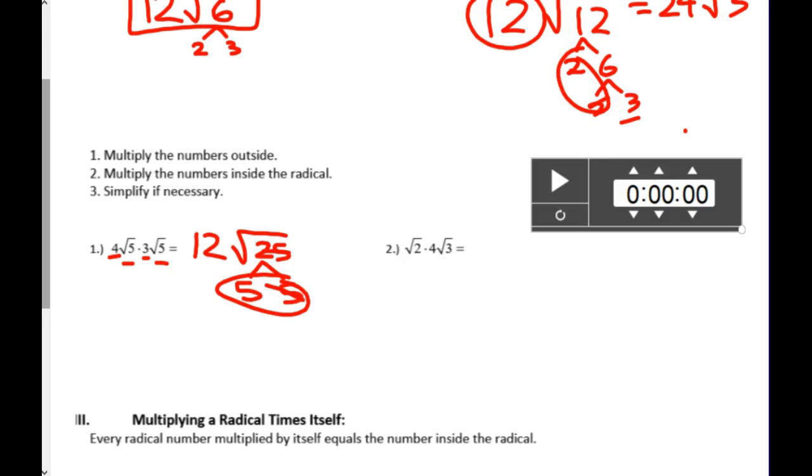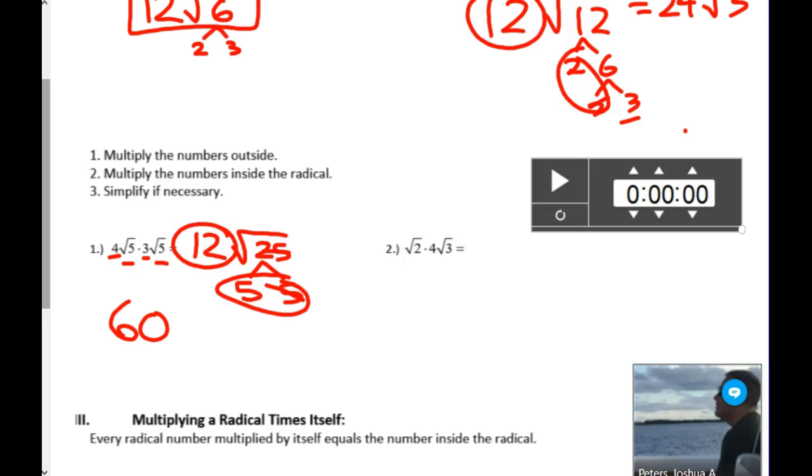So, we have a coefficient of 12 and a pair 5. What do we do with those numbers? Multiply, and we get what? 60. And there's no loaner, so there's no square root. 60 is our answer. Okay, we know the square root of 25 is 5. 12 times 5 is 60.